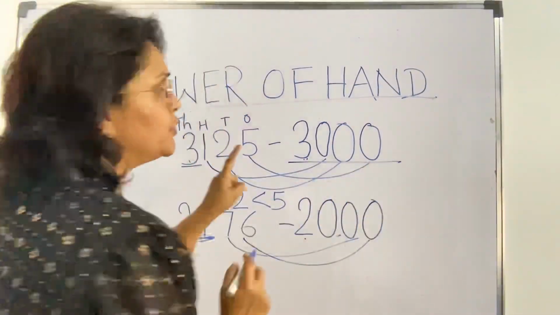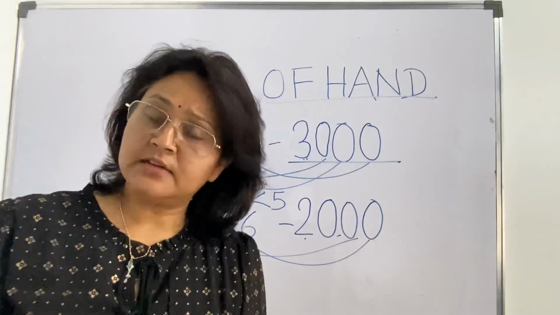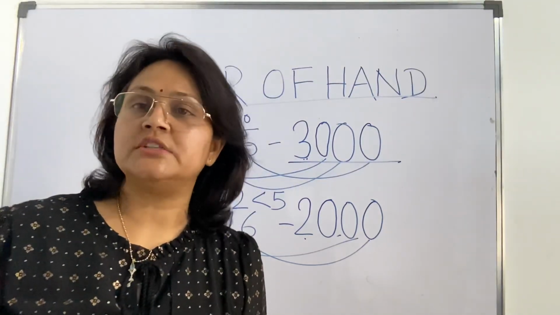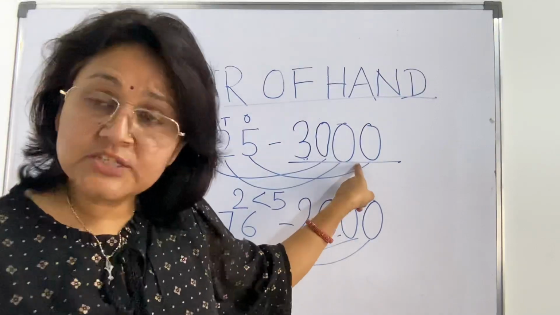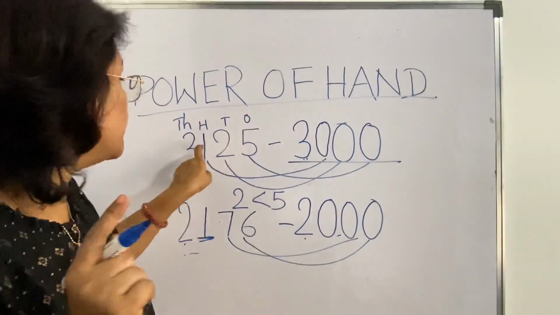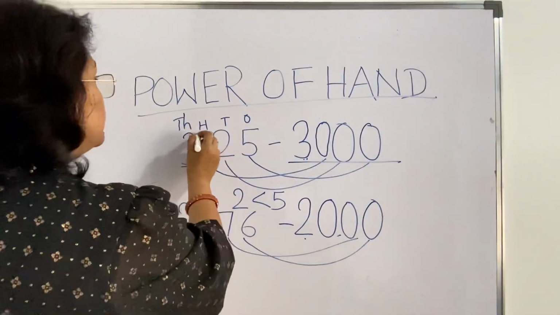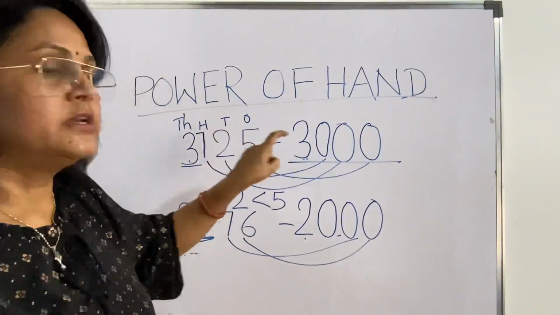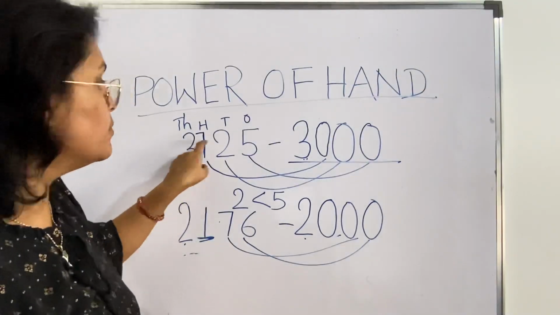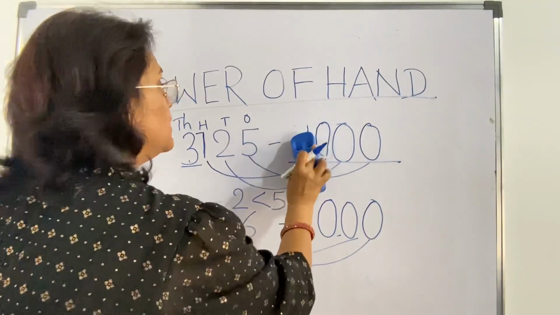So whether you round 3125 to the tens, to the hundreds place or to the thousands place, the answer remains 3000. It is going to change only when the number here is changing. If the number here is more than 5, then in that case this number will become 4.